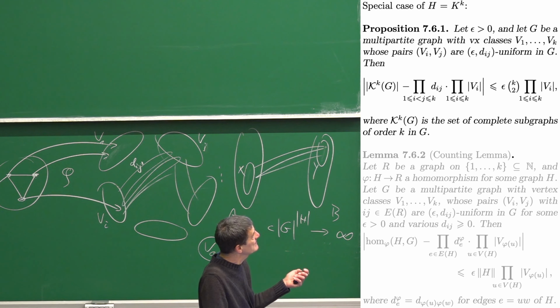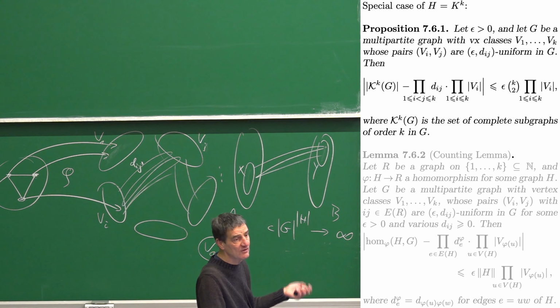Well, as always, the little bit is epsilon times the obvious reference quantity. The reference quantity is the product of all the sizes of the classes Vi, so the number of ways of picking one vertex from each class. So it's epsilon times that, except that you can see this other little factor, k choose 2 there. That's an annoying little thing, and it has no real function.